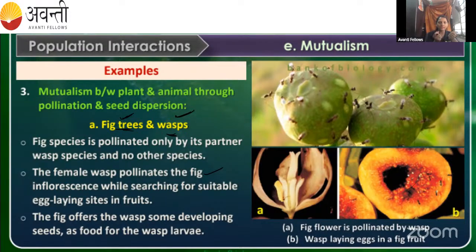Whenever you open the fig, you can see the larvae, right? That is nothing but the wasp has laid its eggs and the larvae are growing. That nutrition is taken from the fig. Okay, remember this. In so many exams, this diagram is given and they ask which type of interaction it is.